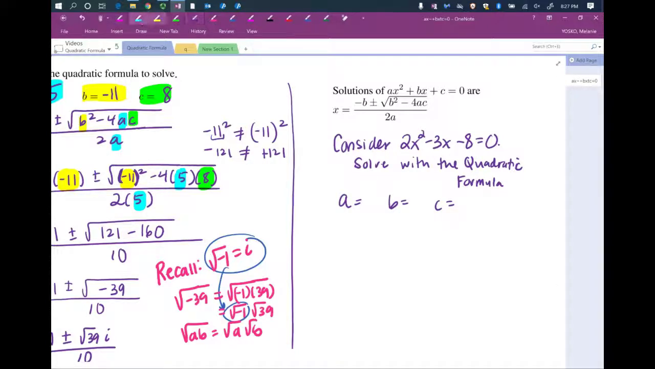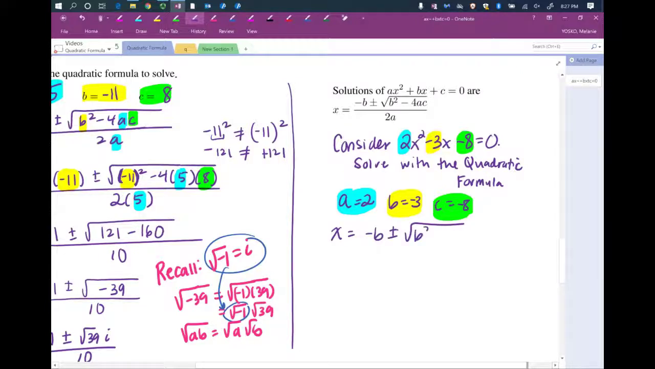So a is the coefficient of x squared. So a is 2. And we see that b is the coefficient of x. So in this case, b is negative 3. And we see that c is the constant term, so c is negative 8. Then we fill in x equals negative b plus or minus the square root of b squared minus 4ac all over 2a. And if you are not familiar with this formula, I recommend that you write it down every single time you use it. And the more you write it down, the more problems you work, the more comfortable you're going to be, and you'll have this formula memorized in no time.